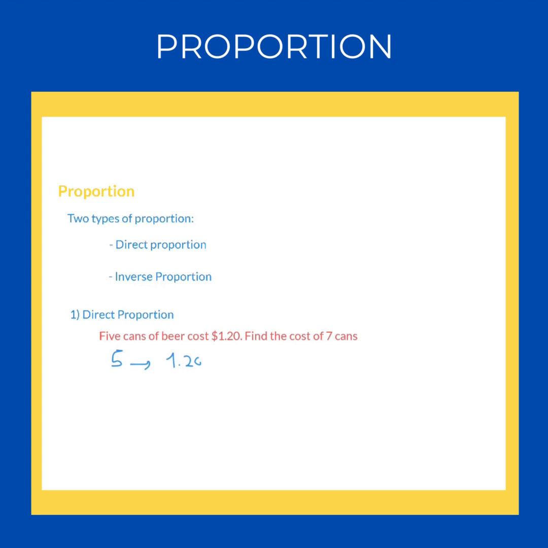So since it's smaller, I need to divide. So I'm dividing 1.2 by 5. So using your calculator, 1.2 over 5 is $0.24. So that's the price of 1 can. So 1 unit quantity.